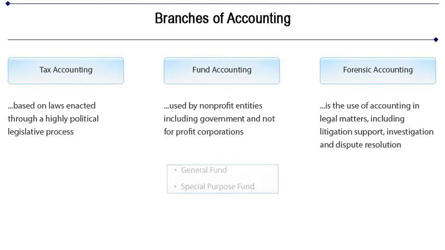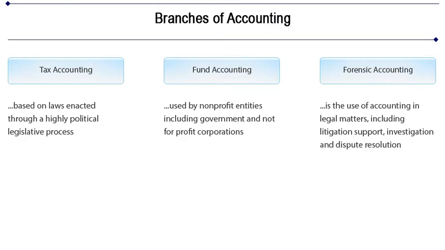There are two types of funds generally: the general fund and the special purpose fund. The general fund is used for day-to-day operations like paying employees or buying supplies. Special funds are established for specific activities like building a new wing of a hospital, etc.